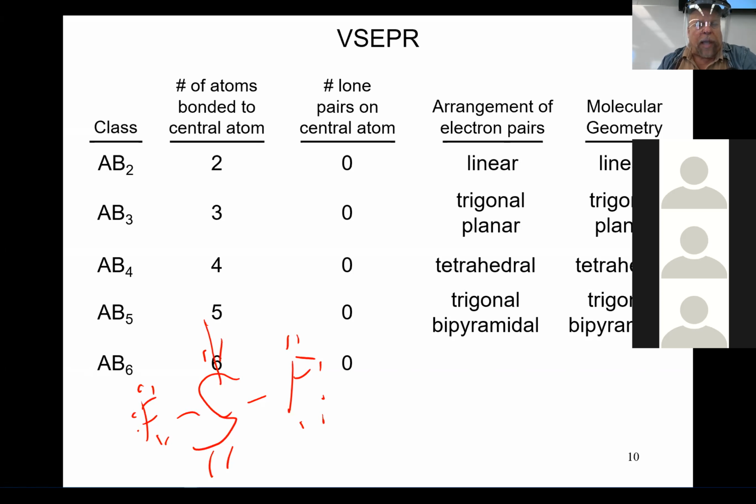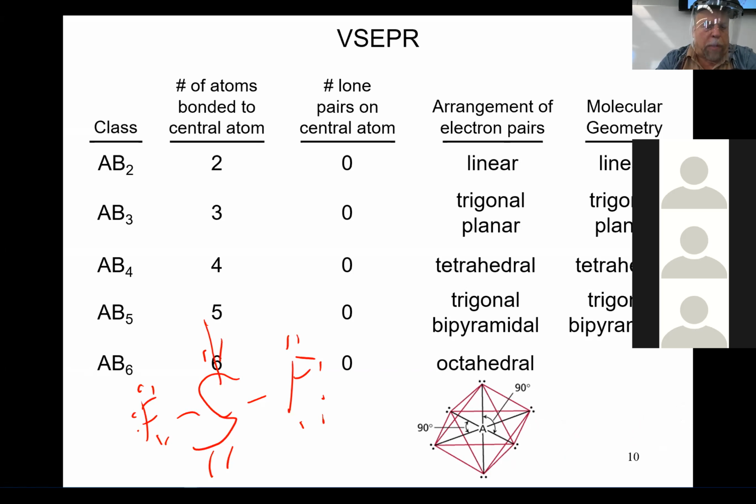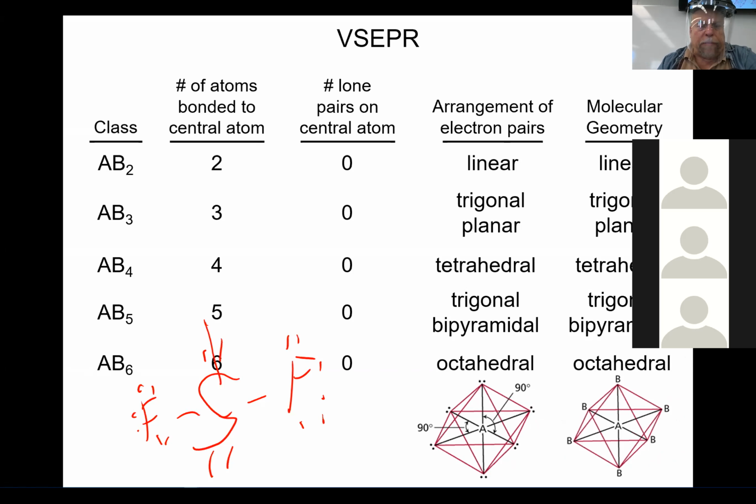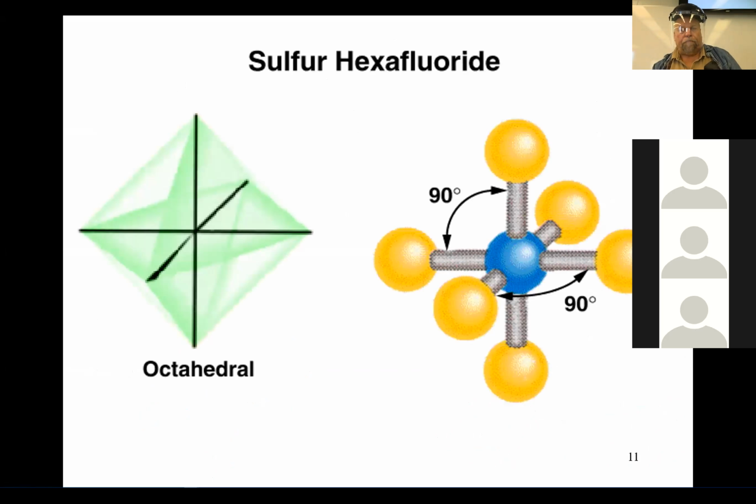AB6, you have 6 there, 0 lone pairs. You have an octahedral. Again, they split here and here, okay? And then you have a fluorine there and a fluorine there. And again, they're forming those hybrids also. And you got what's called an octahedral structure. And that looks like this. And the angles around all of them are 90 degrees. Okay?